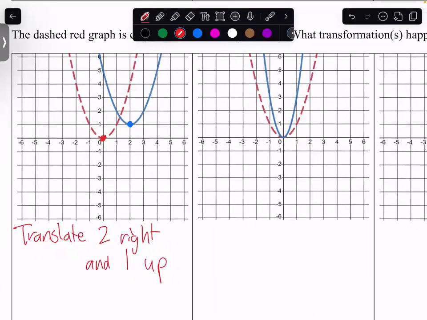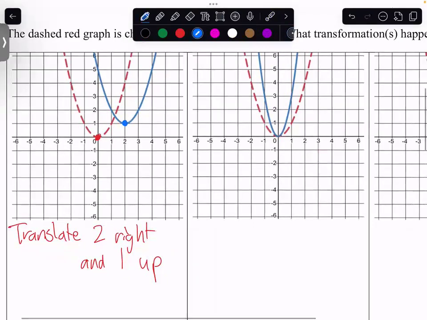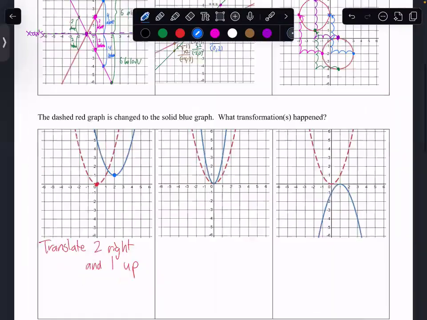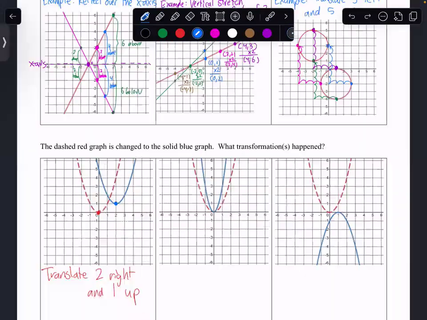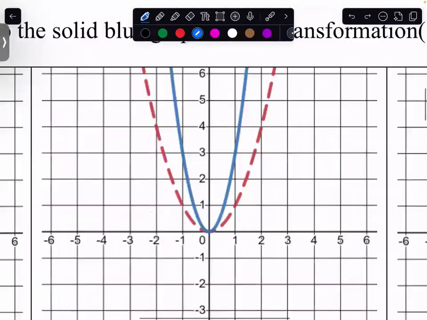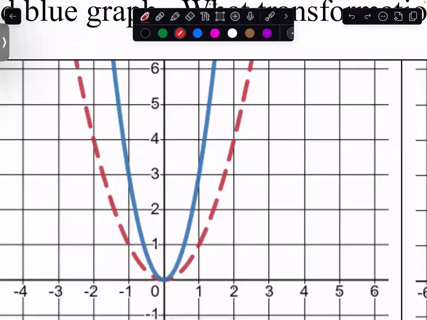Okay, so now for the middle problem. Here it's not just a translation, because you can see the blue graph is skinnier than the red one, right? We know that with translation, the shape stays the same, but here the shape is different. Okay, so you're right that it's going to be that vertical stretch or compression. I haven't explained when to use stretch or compression yet. I'll do that shortly. But yes, what happens to the y values?